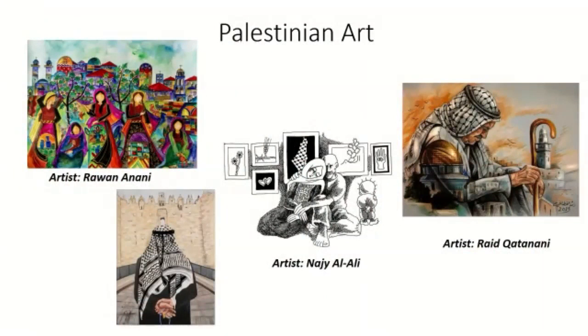Here is some Palestinian art. On the left, the artist Rowan Anani, who also draws the Palestinian costume. In the middle, Naji Ali, an important artist, who draws some of his experience with the Palestinian conflict. On the right, Raed Katanani, who draws Al-Quds, Jerusalem, and also Al-Aqsa Mosque, and also something that he is wearing on his head, called a hatta, which is also a traditional costume for Palestinians. Yes, like here. This is a hatta.